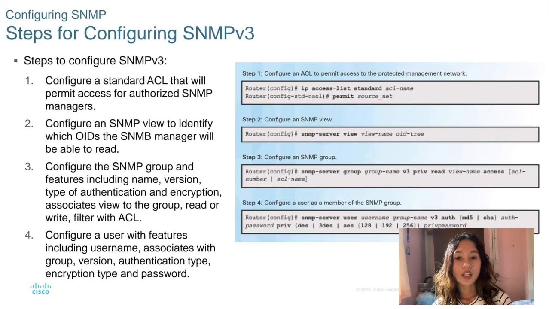First, configure a standard ACL that will permit access for authorized SNMP managers. Second, configure an SNMP view to identify which OIDs the SNMP manager will be able to read. Third, configure the SNMP group and features including name, version, type of authentication and encryption, associate a view to the group, and a read or write filter with the ACL. And the last one is configure a user with features including username, association with the group, version, authentication type, encryption type, and password.